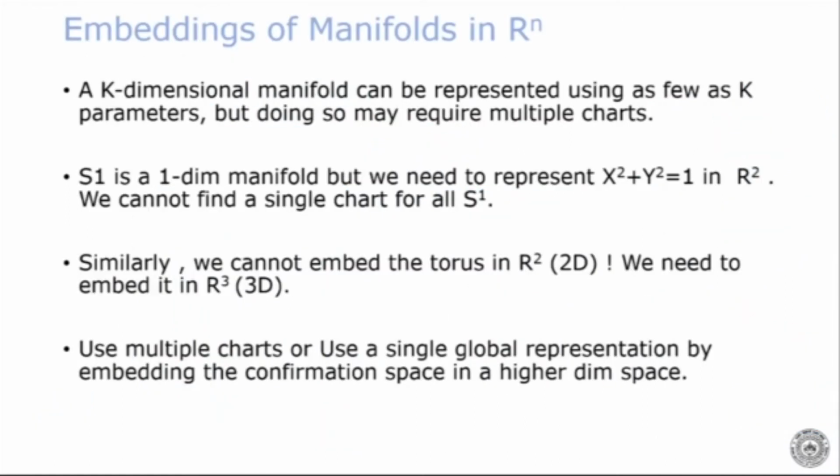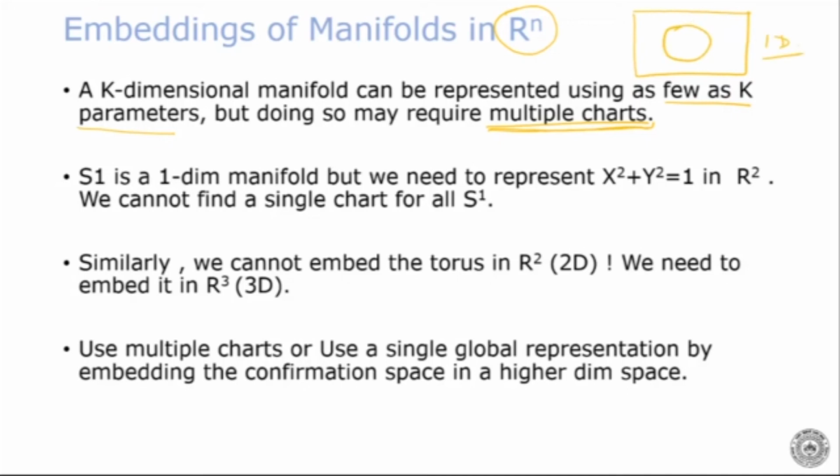Okay. Now, embeddings of a manifold in R raised to n, or in Euclidean space. Now, a k-dimensional manifold can be represented using as few as k parameters, but doing so may require multiple charts. Okay. So, the dimension of a manifold could be k, but you may not be able to represent it that way. What does this mean? Let's take an example. For example, S1 is a one-dimensional manifold. Now, as far as topology is considered, a circle is a one-dimensional manifold. Okay, it is only 1D.